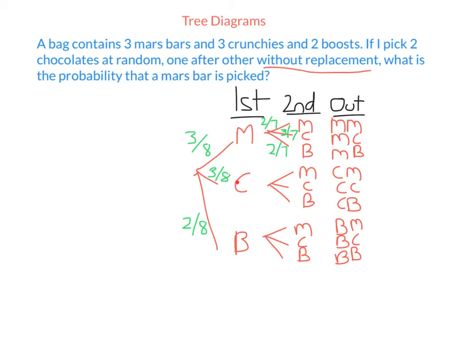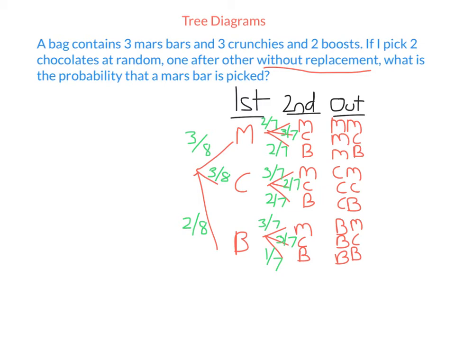So now, if I picked a Crunchie the first go, well, then there are still 3 Mars bars left out of 7 in total. There are 2 Crunchies left and 2 Boosts left. If I picked a Boost the first go, there are 3 Mars bars left out of 7, 3 Crunchies left out of 7, and 1 Boost left. So notice that each of these add to 1, add to 1, add to 1. All of these probabilities add to 1. Probability should always add to 1.